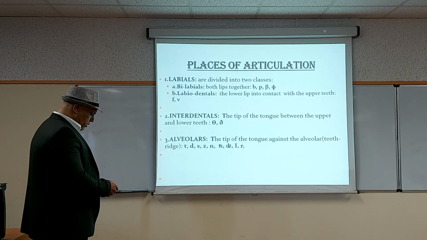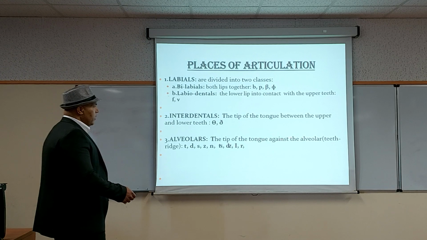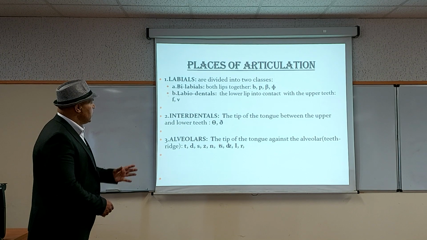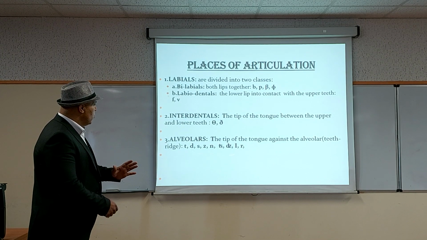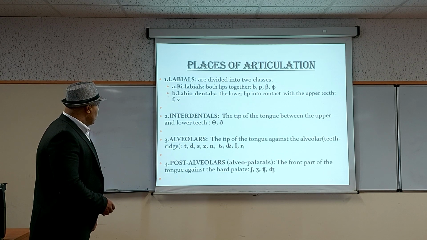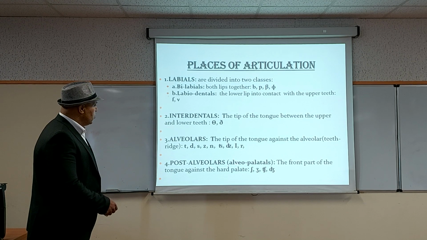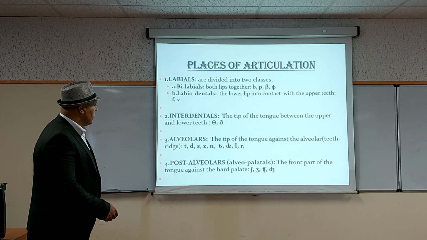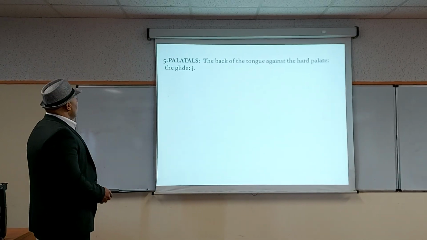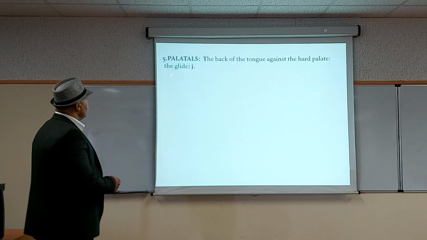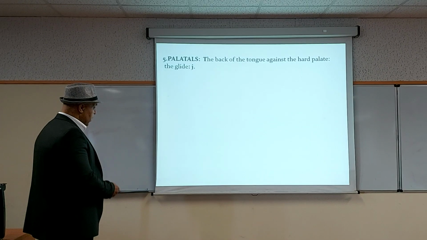Then we have the alveolars, which are the tip of the tongue against the alveolar or teeth ridge. t, d, s, z, n, l, and r are all pronounced at the alveolar ridge. Then we have the post-alveolars, which we also call alveolar palatals: the front part of the tongue against the hard palate, where we produce sh, zh, ch, and j. The palatals: the back of the tongue against the hard palate, and the glide is produced here.